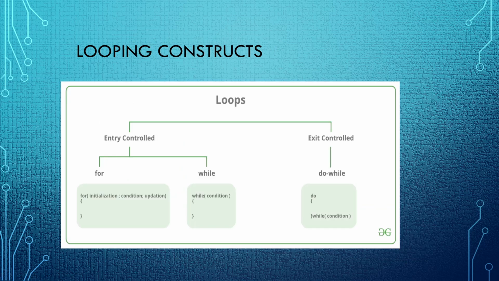Next one is looping constructs. In the C programming language, when we need to execute a block of statements repeatedly, looping constructs are used. There are two types of loops, entry controlled and exit controlled. Firstly, the entry controlled loops contain the for loop and while loop. In entry controlled loops, the test condition is tested before entering the loop.